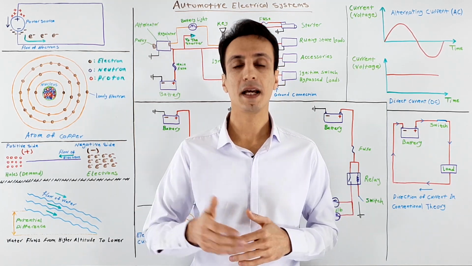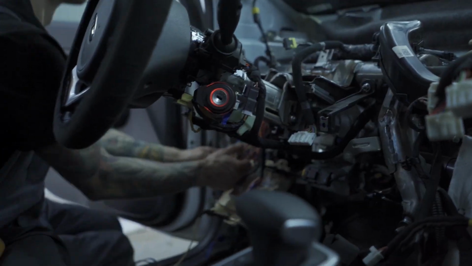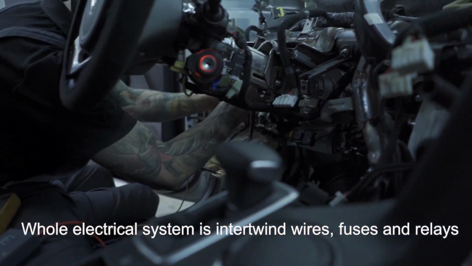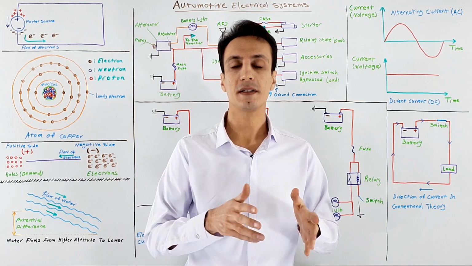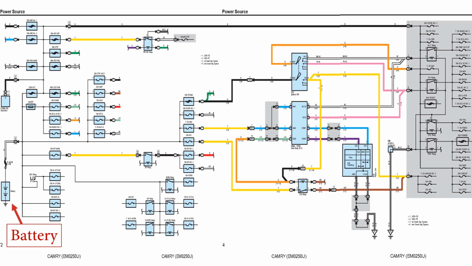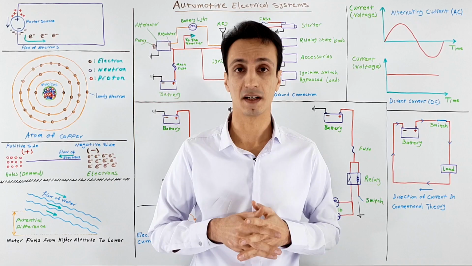On the car and in practice, a circuit can consist of many of these simple circuits, and the whole electrical system is intertwined wires, fuses and relays that are connected to each other in series or parallel circuits to have that desired output. And remember that a circuit can have many fuses and relays on it, and also a fuse or relay can be used by multiple circuits. In fact, the creativity of designers is very critical for simplicity and effectiveness of the circuits.